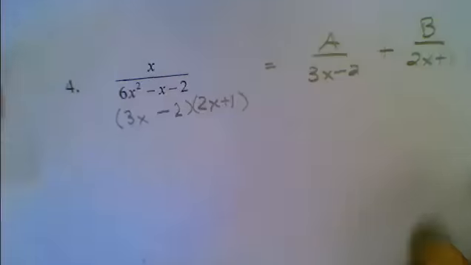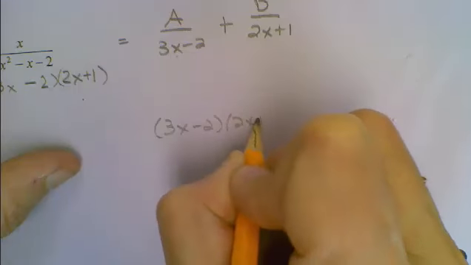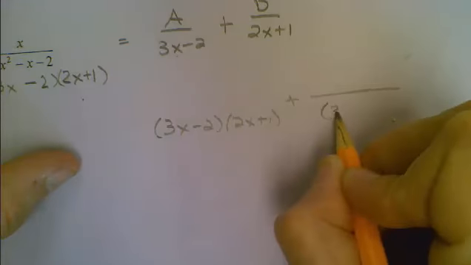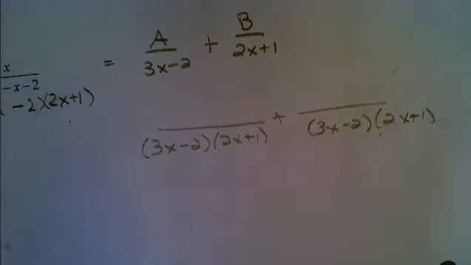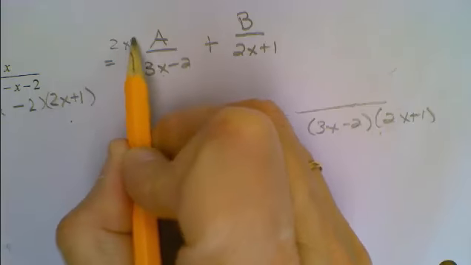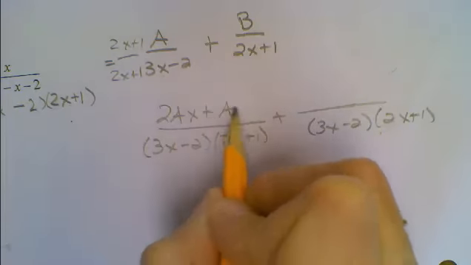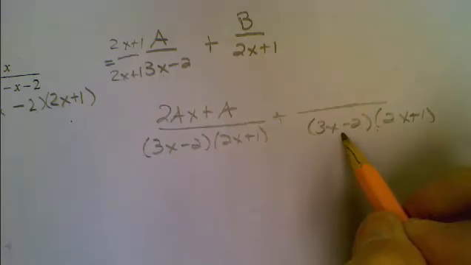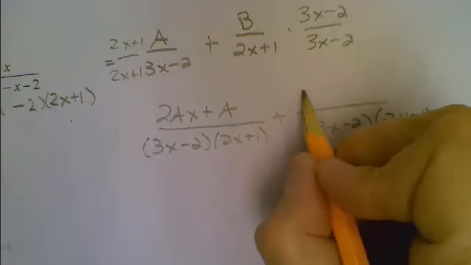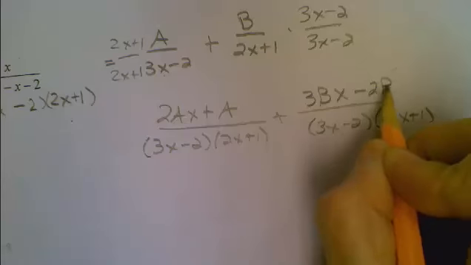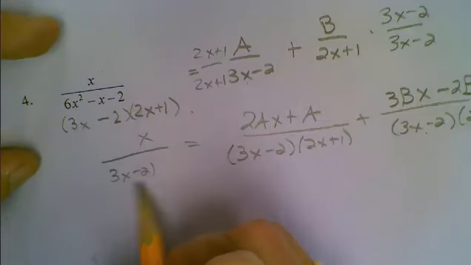So I need to change both of those to have a 3x minus 2 and a 2x plus 1. So both of my fractions have to have 3x minus 2 and 2x plus 1. So the first one, I have the 3x minus 2, so I'm going to multiply by 2x plus 1. So I get 2ax plus a. For the second one, I have the 2x plus 1. I have to multiply by 3x minus 2. And so I get 3bx minus 2b. All of that equals x over 3x minus 2, 2x plus 1.